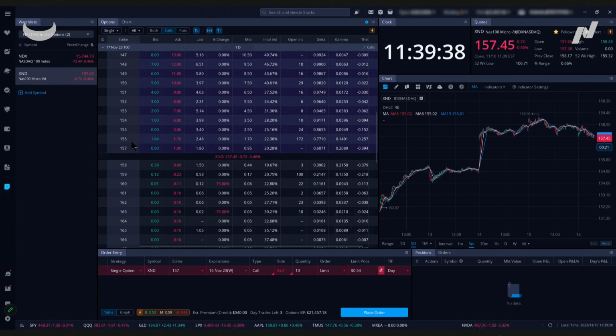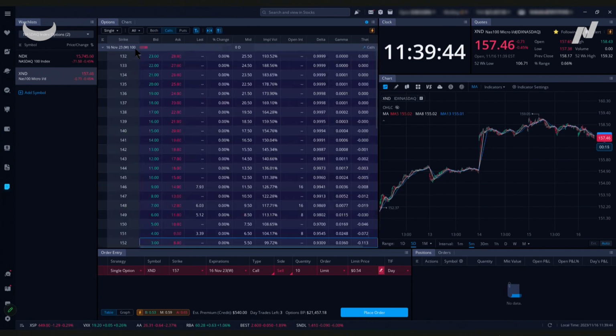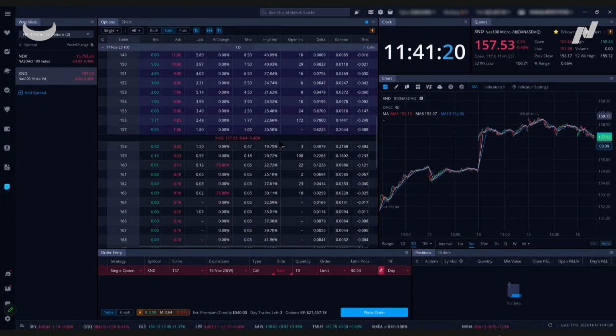Here we are in the Webull trading platform. You can see here that I have the options chain for XND open, along with a widget for the quote of the NASDAQ 100 micro index and the underlying XND index's chart. Using our filters in the option chain, I selected single leg options and just calls. The NASDAQ 100 XND micro index is currently at 157.53. So I'll scroll down to the near-the-money options just outside of this shaded blue region and select this strike, 158.